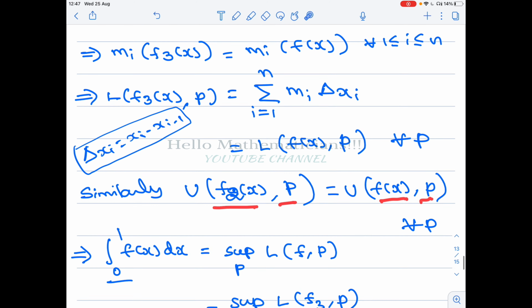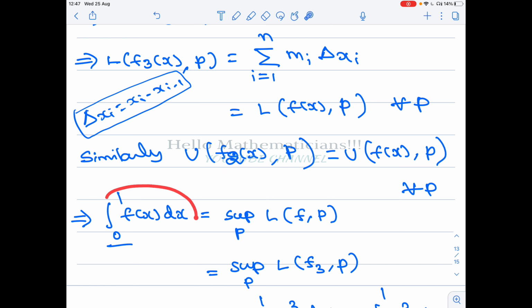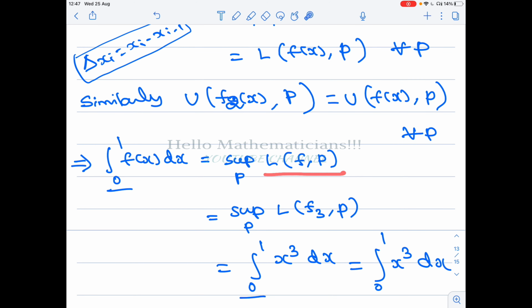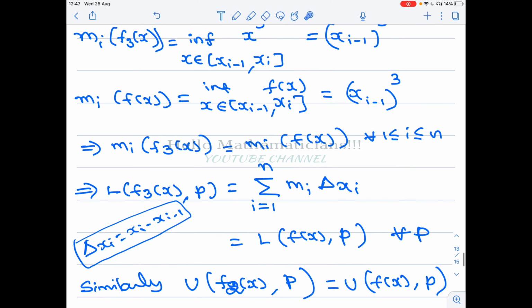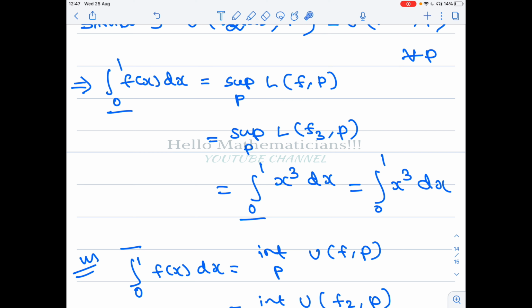Now by definition, the lower integral value of the integral 0 to 1 f of x dx is the supremum of the lower sums over all partitions. But Lf of p is equal to Lf3 of p, that is what we have proved here. So the supremum over p of Lf3 of p is the lower integral of x cube dx.